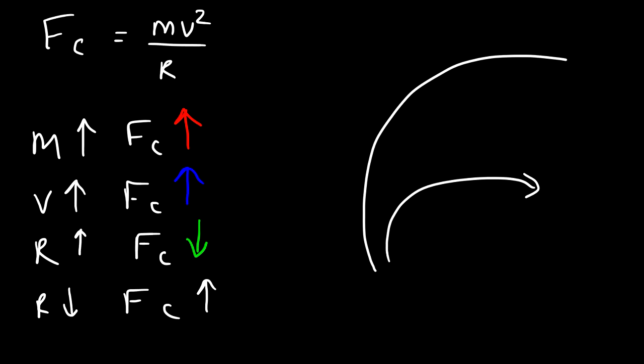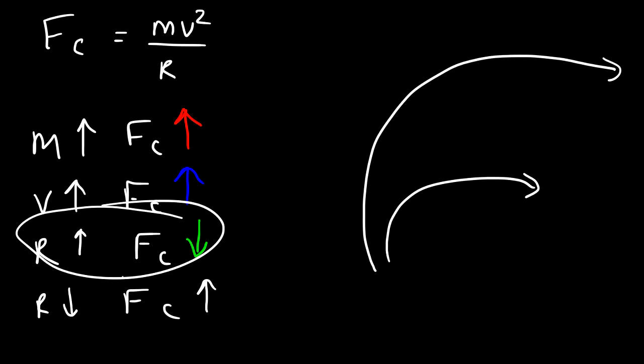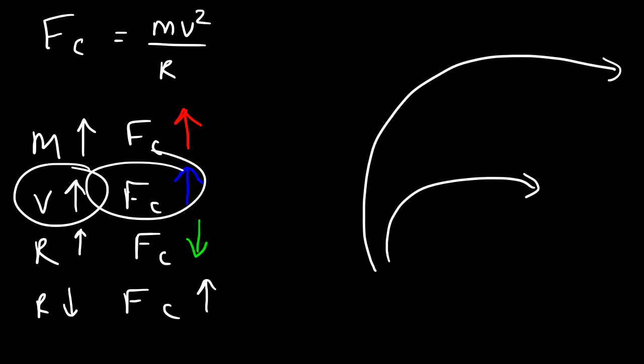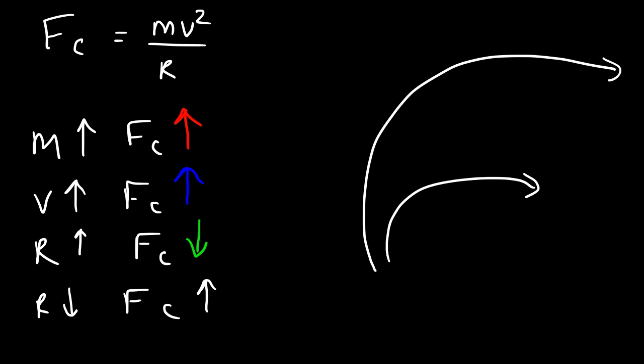But if you make a wider turn, you won't feel like you're flying out of the window as much, because the centripetal force is a lot less if you increase the radius of curvature. Now, if you try to make a wide turn at a very high speed, you're going to feel a much larger centripetal force. And if you make a sharp turn with a very high speed, you might actually fly out the window.